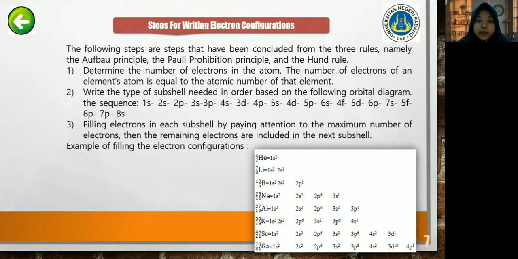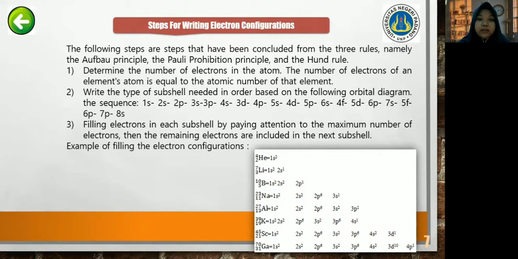The sequence is 1s, 2s, 2p, 3s, 3p, 4s, 3d, 4p, 5s, 4d, 5p, 6s, 4f, 5d, 6p, 7s, 5f, 6d, 7p, and 8s.